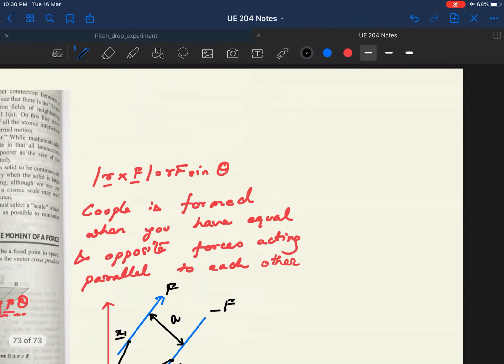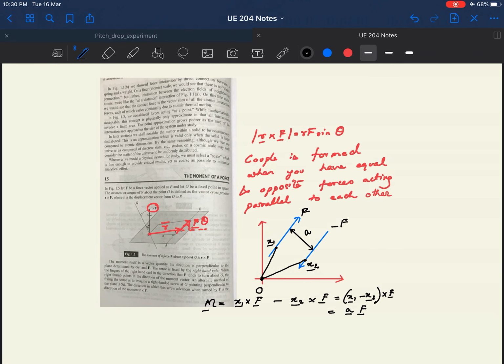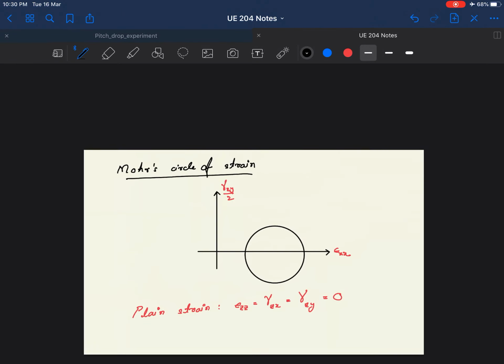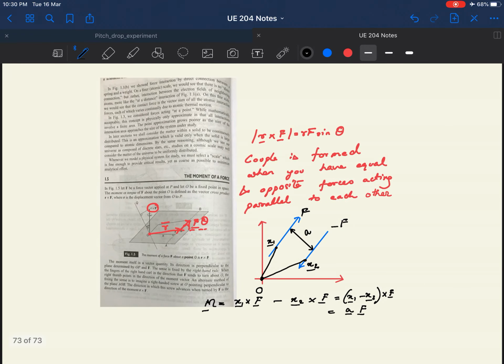So, this couple is independent. Oh, I had enlarged this. Sorry. I didn't realize I enlarged it. So, there is more space here. So, the couple is independent of the choice of origin.